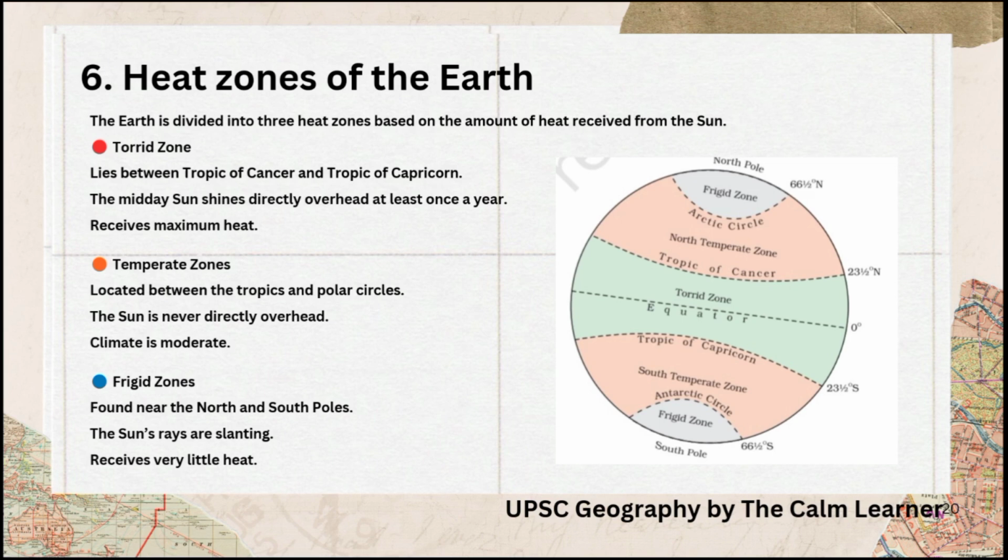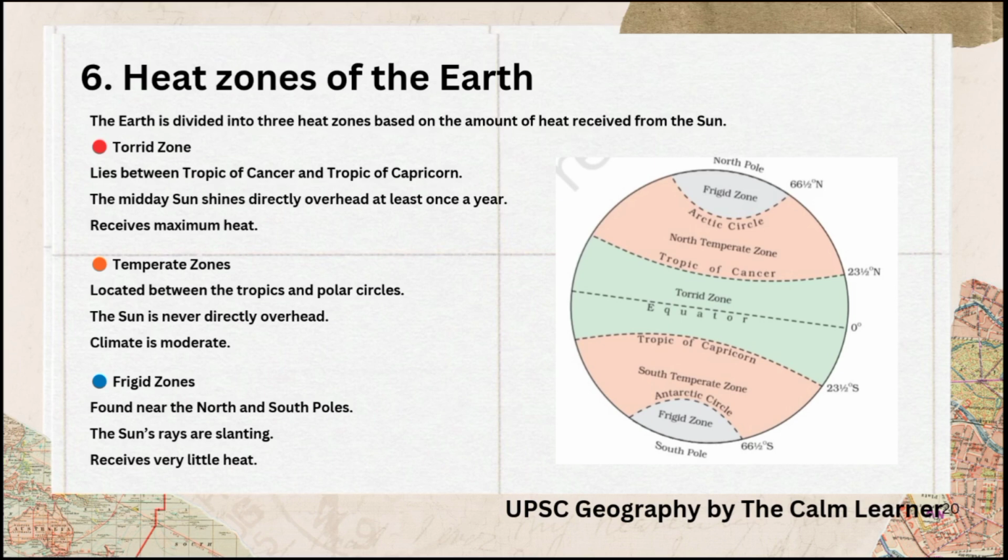The first one is the torrid zone. So, the torrid zone lies between the Tropic of Cancer and the Tropic of Capricorn. As you can see in this diagram, the green part near the equator is the torrid zone. Now, in this zone, the sun's rays fall almost vertically at least once a year. Because of this, the torrid zone receives the maximum amount of heat and the climate here is generally very hot.